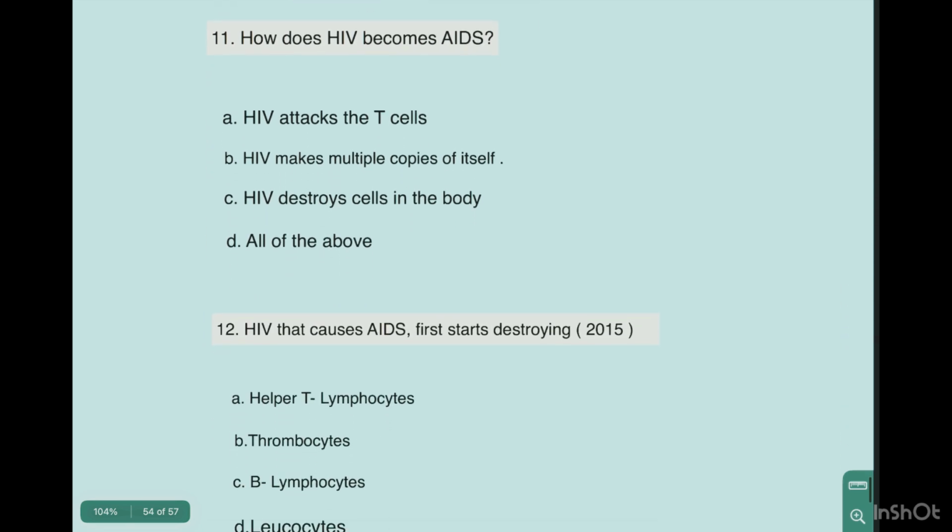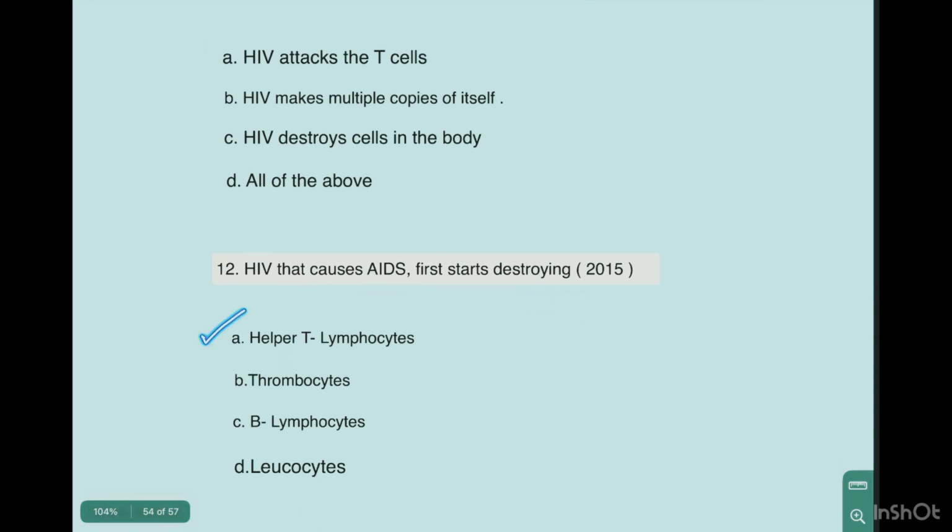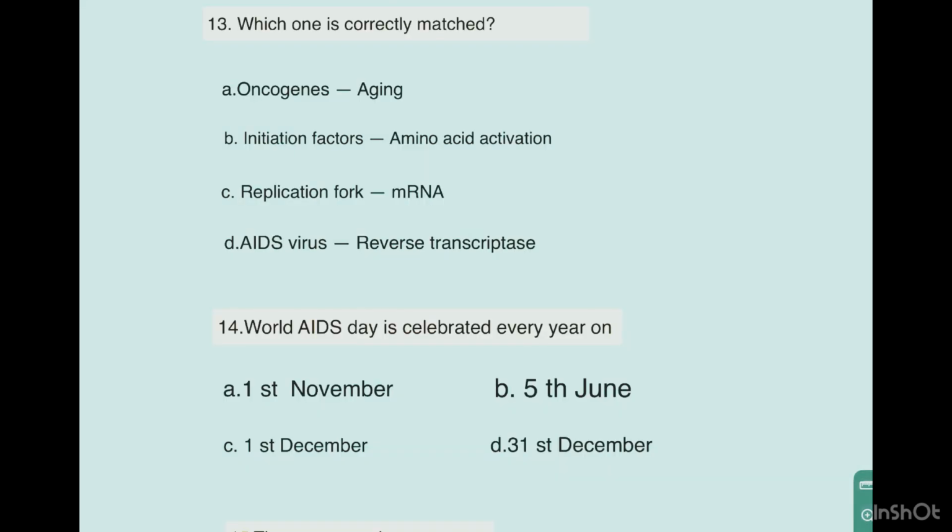How does HIV become AIDS? All of the above. When HIV attacks the T cells, at that time it replicates within the T cells, makes multiple copies and destroys the T helper cells in the body of the patient. That's why the answer is D, all of the above. HIV that causes AIDS first starts destroying, so here the answer is A, helper T lymphocytes.